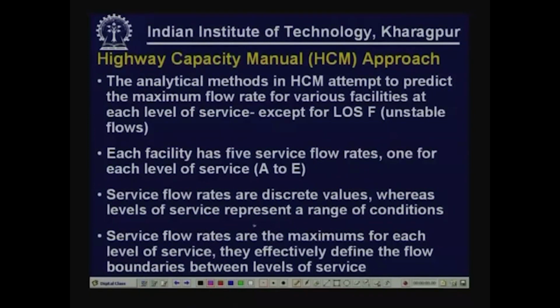So, these are the different level of service descriptions. What is the maximum flow rate with respect to level of service? This is this one, again here. So, essentially these are the maximum flow rates for each level of service. Therefore, they effectively define the flow boundaries between levels of service.